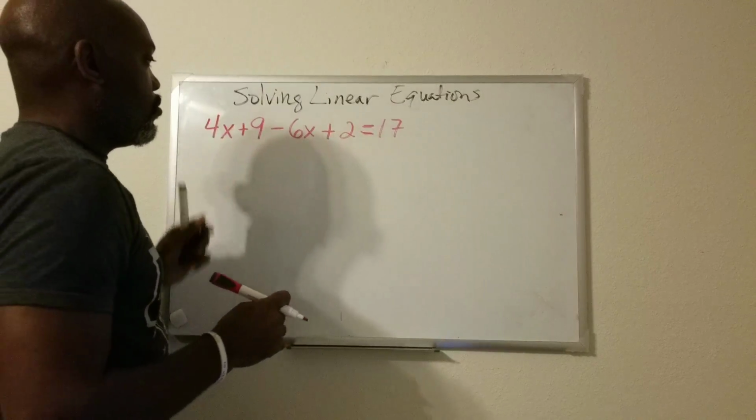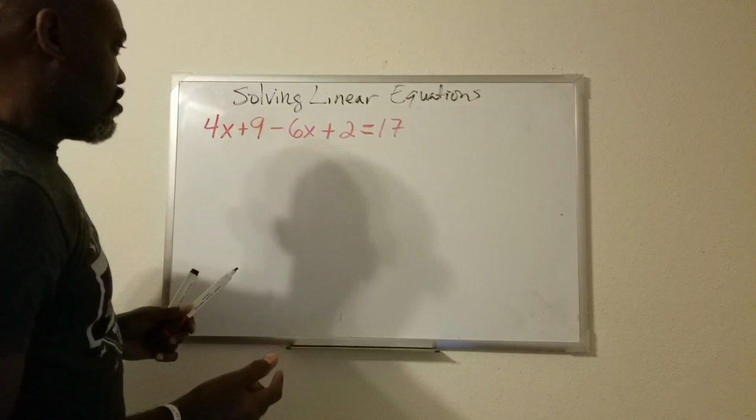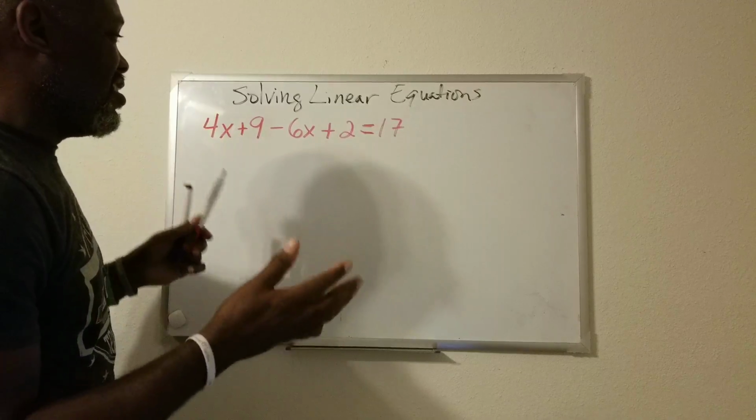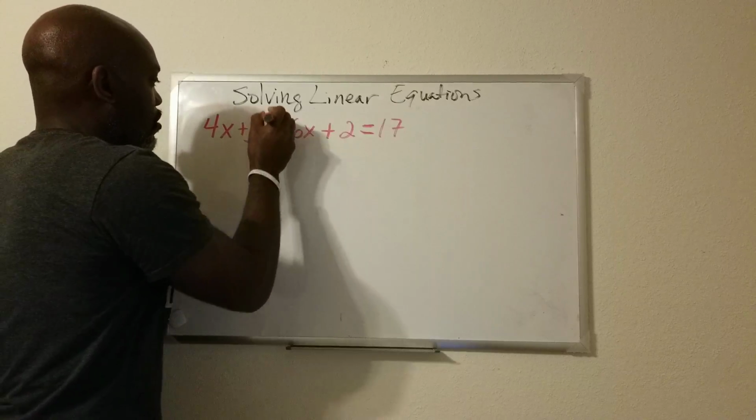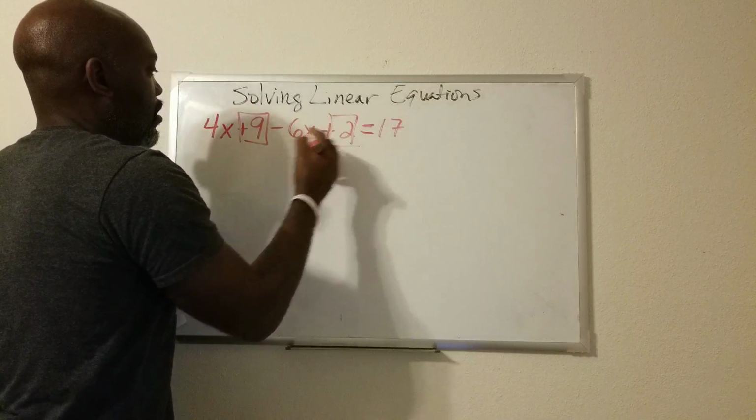So first thing that we're going to do, okay, look at the problem. It looks kind of confusing. What do I see? Do I see anything that is alike? Okay. So we're going to combine like terms.